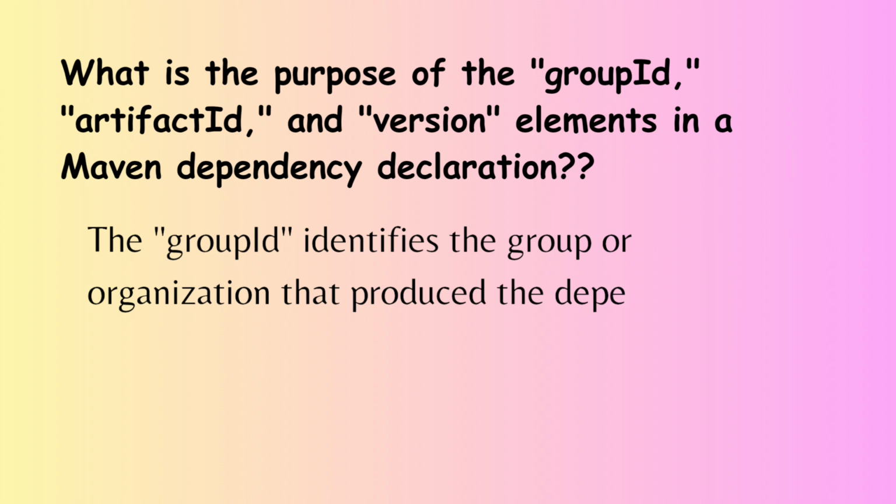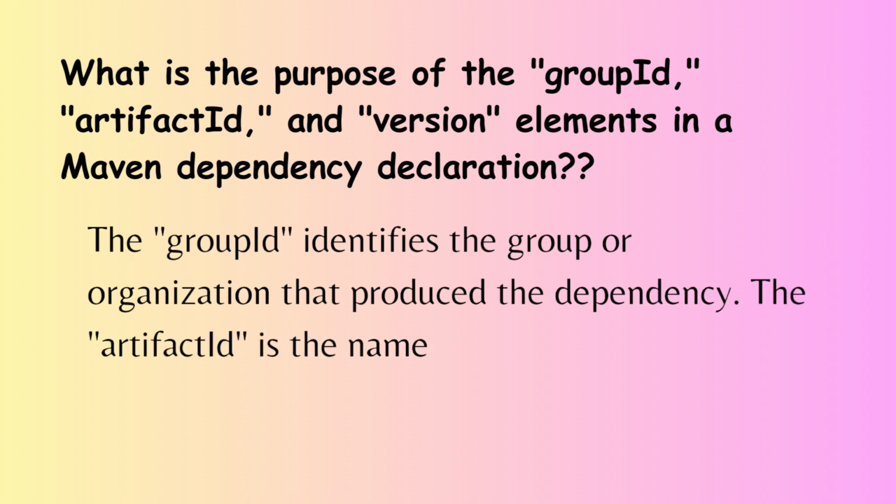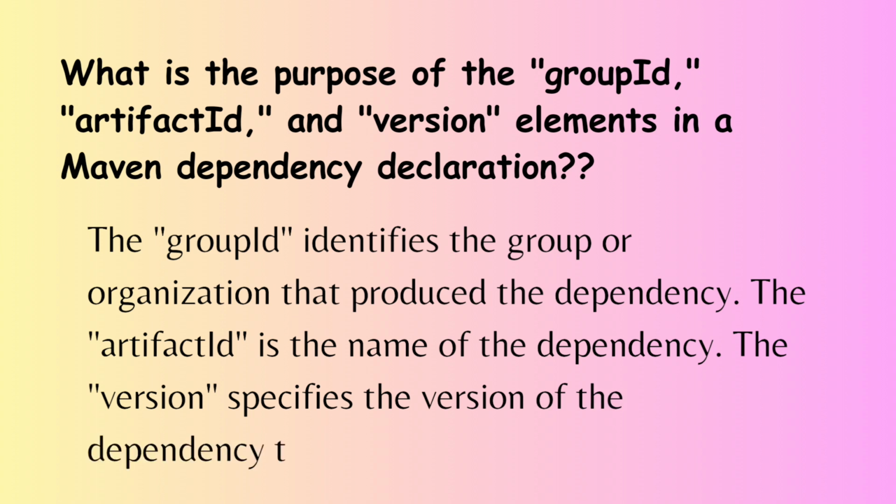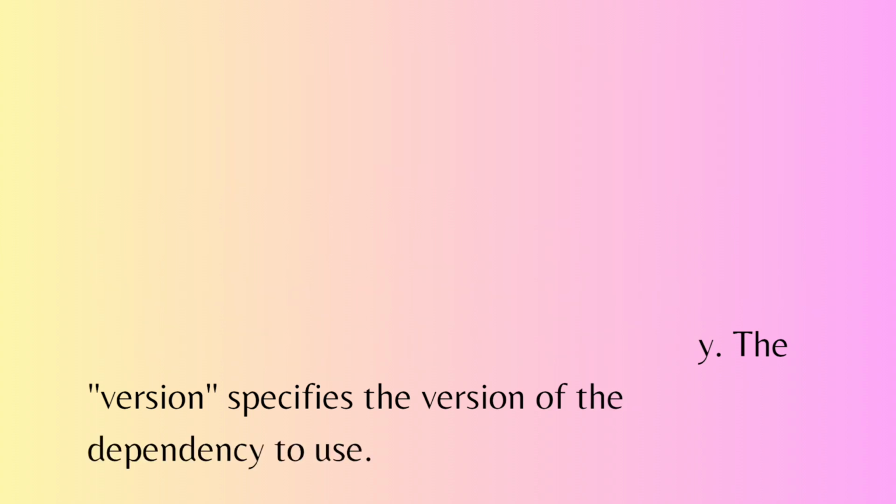dependency declaration? The group ID identifies the group or organization that produced the dependency. The artifact ID is the name of the dependency. The version specifies the version of the dependency to use.